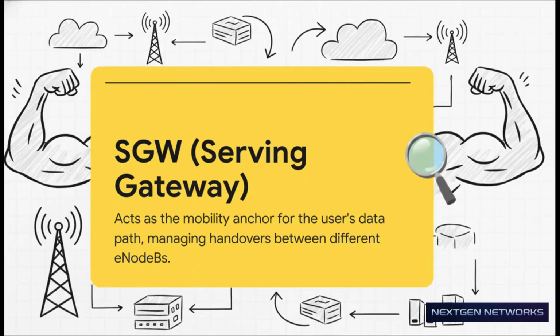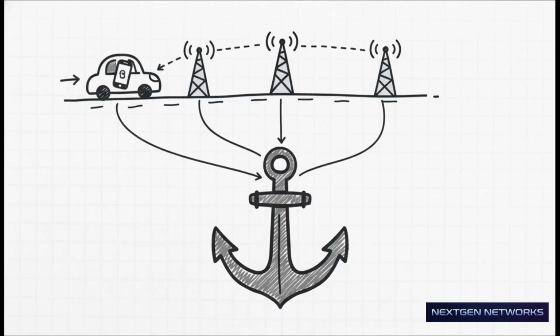Okay, so that's the brains. Now let's switch over to the muscle, the user plane. The very first stop for your data after it leaves that smart cell tower is the SGW, or Serving Gateway. The best way to think of the SGW is as an anchor for your data session. Imagine you're driving down the highway, right? Your phone is constantly hopping from one cell tower to the next.